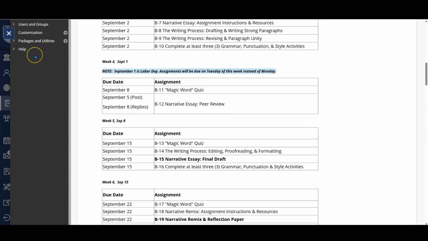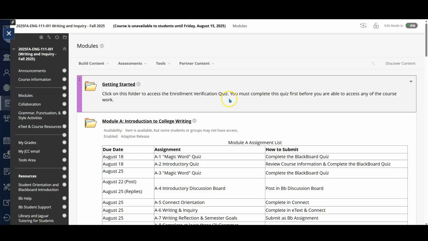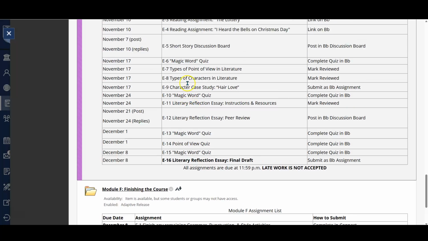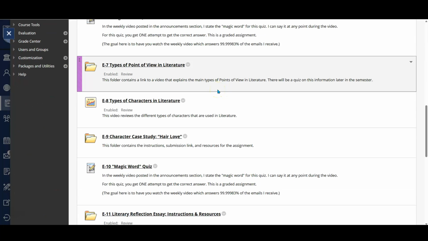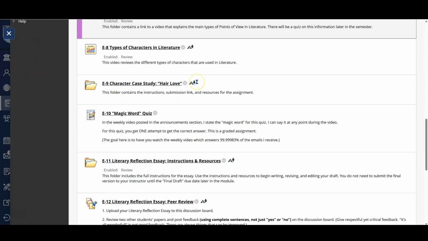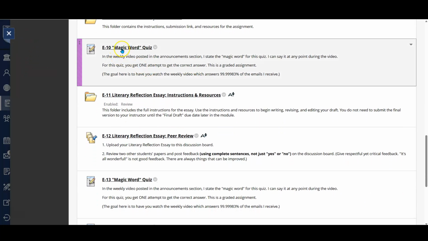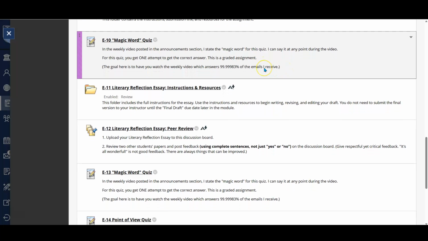Yes, we shall. Okay, so let's go to modules all the way down here to module E. And this one starts with E10. All right, so there's a magic word quiz. I really messed up with week 13 where I had to add that at the end because I was so excited talking about literature. I forgot to do that.